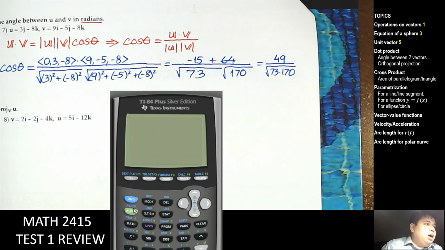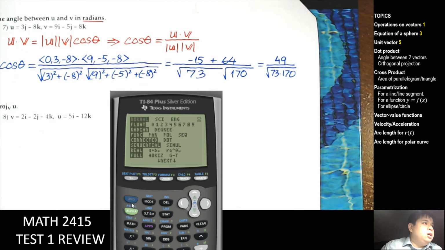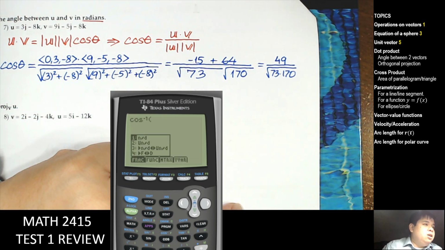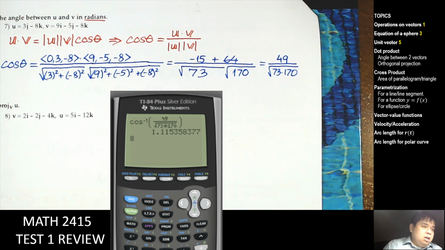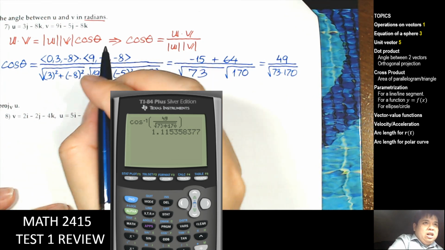So second cosine inverse, make sure this is in the radian mode. So it is in the radian mode, which is good. Second cosine inverse of the fraction 49 over square root of 73 times 170. That's 1.12 radian.